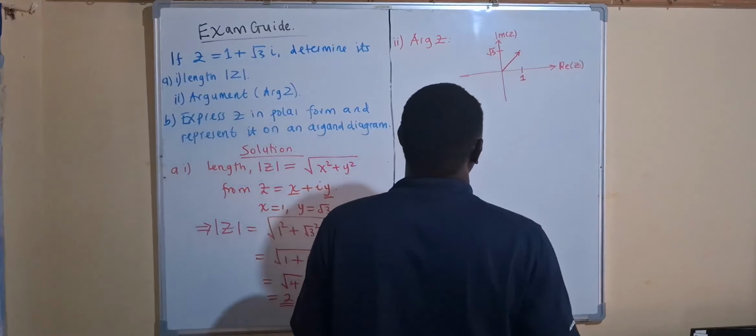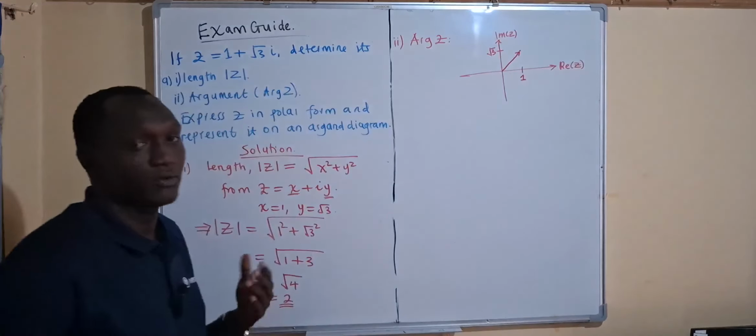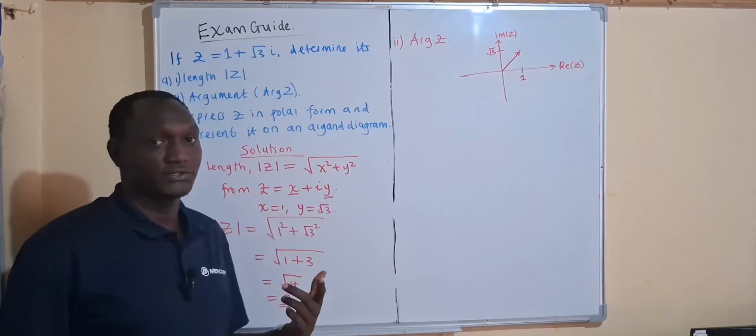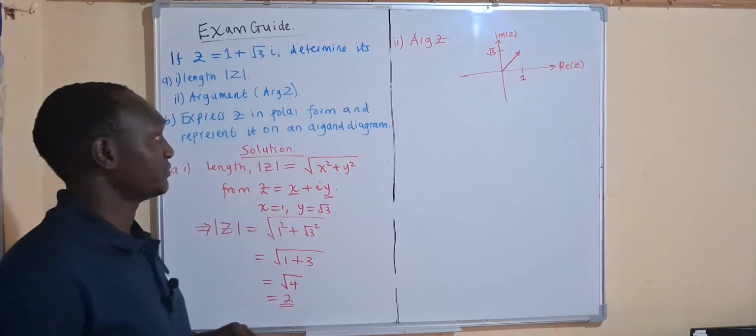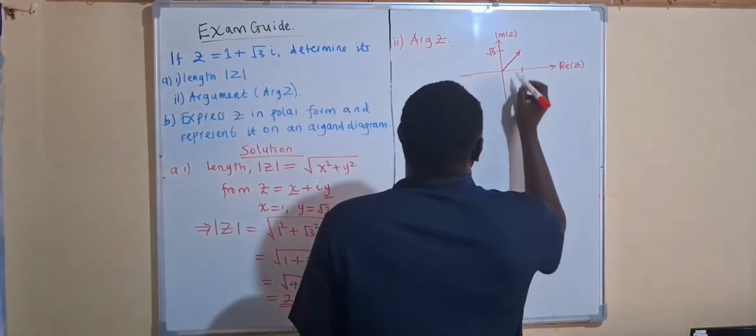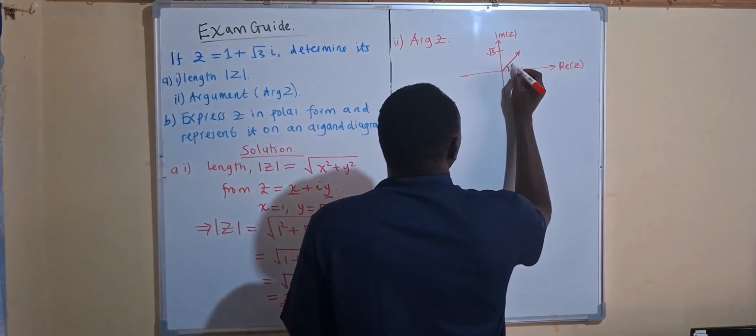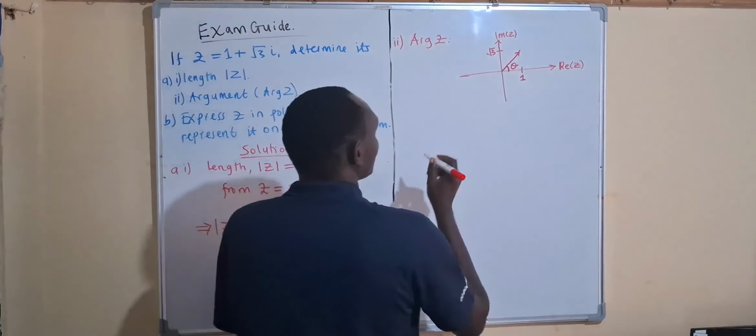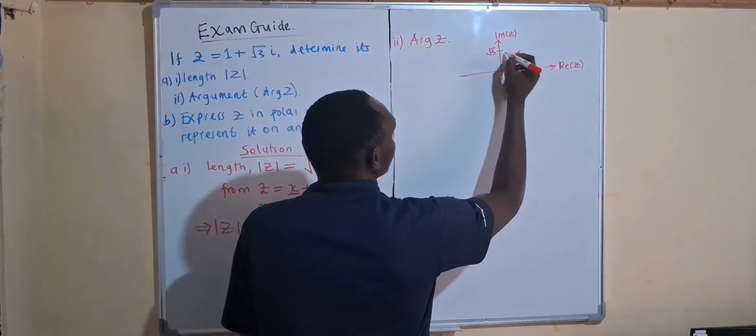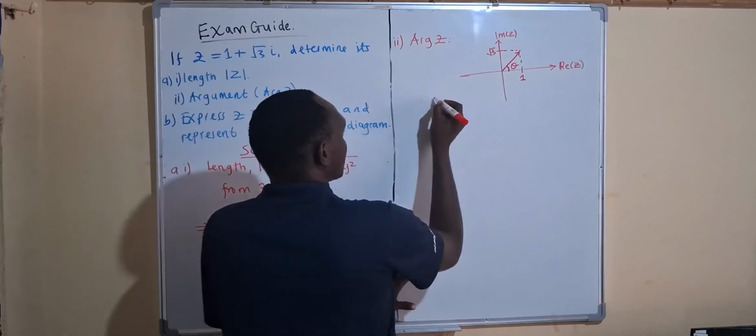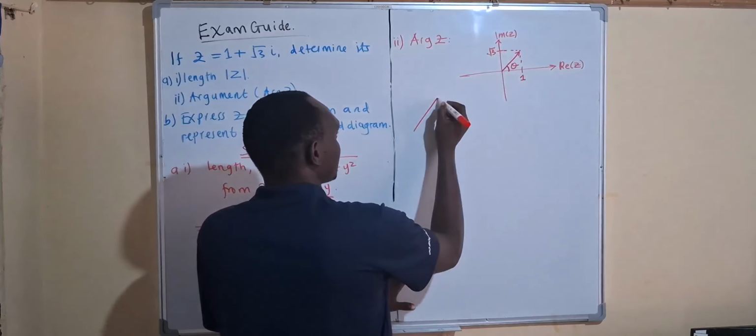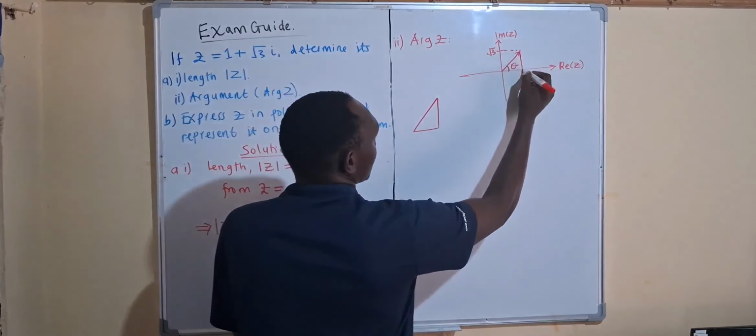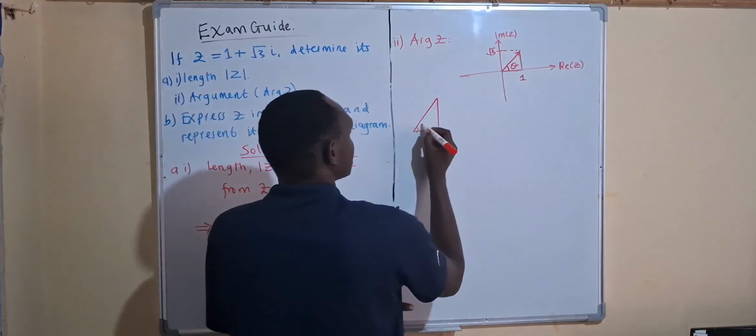You draw a line with an arrow on it. Why? Because a complex number is a vector quantity. It has the magnitude and it has the direction. So the argument that they are looking for is this angle here. For us to solve that, we need to extract that triangle. It is a right angle triangle, in this format, where this is the angle.